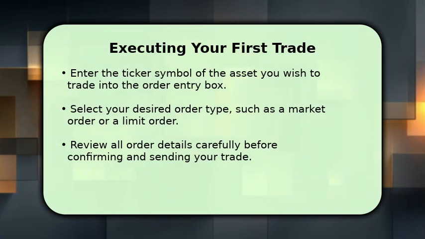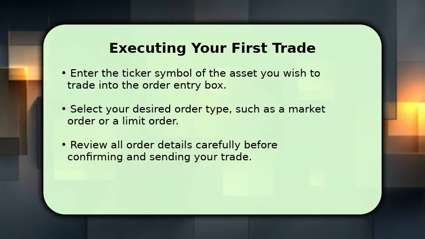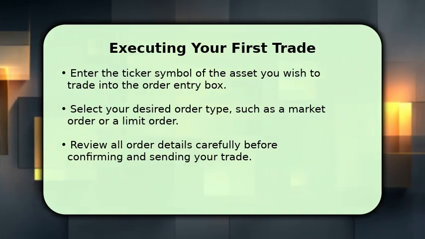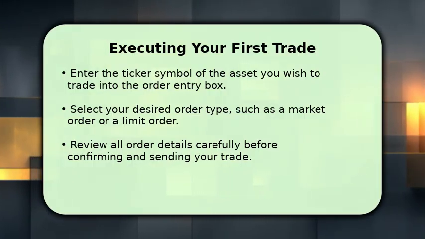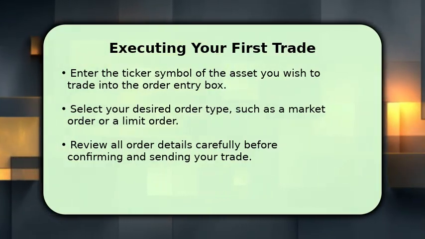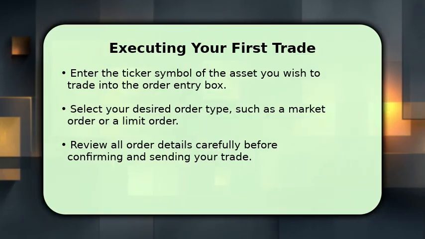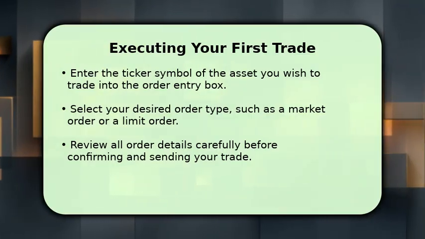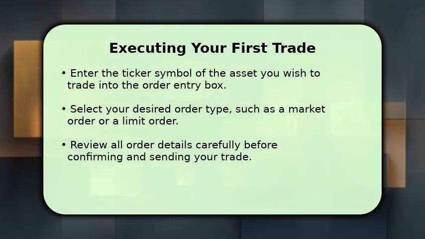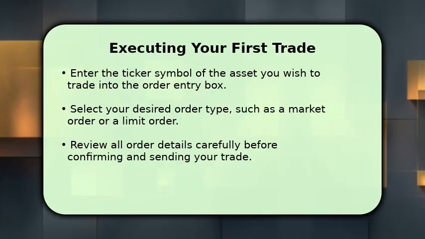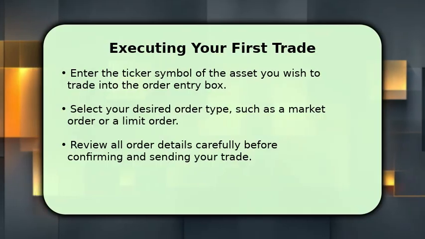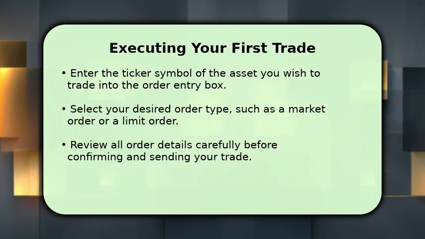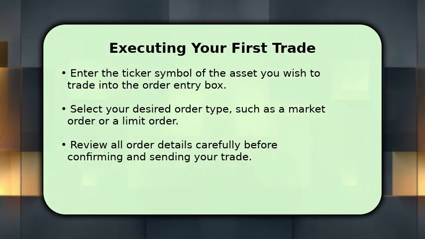Ready to place a trade? It's straightforward. First, type the ticker symbol of the stock or option you want to trade into the order entry tool. Then, choose your order type. A market order executes immediately at the best available price, while a limit order lets you specify a maximum or minimum price. Always double-check all the details, including quantity and price, before clicking Confirm and Send to execute your trade.